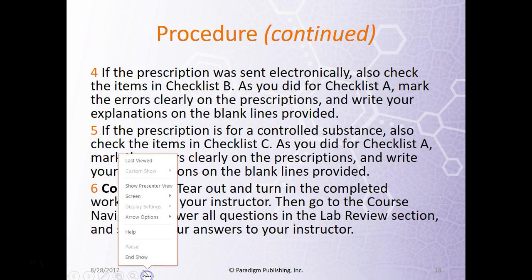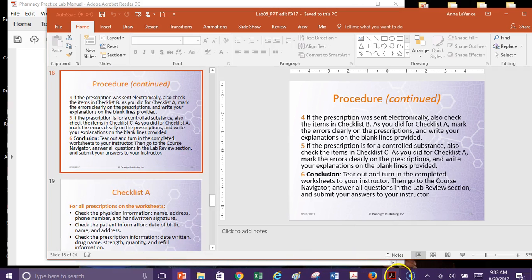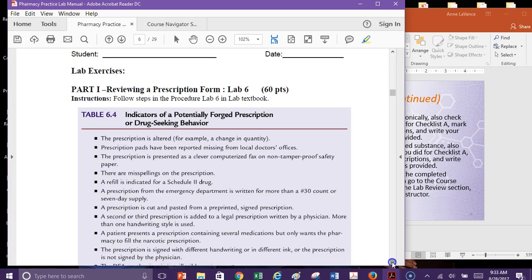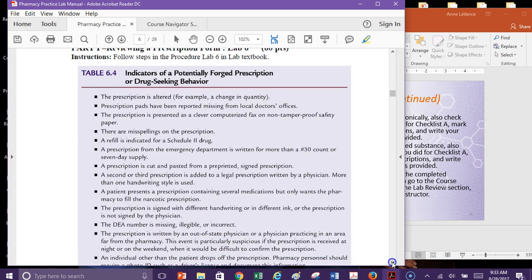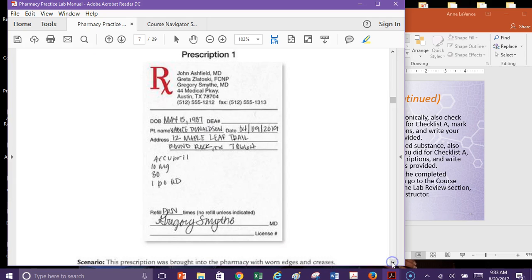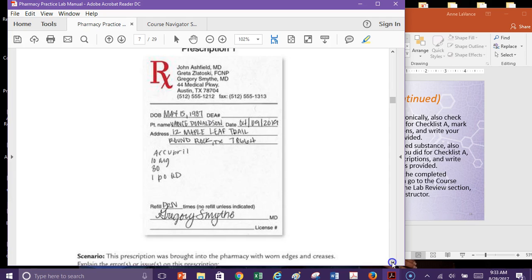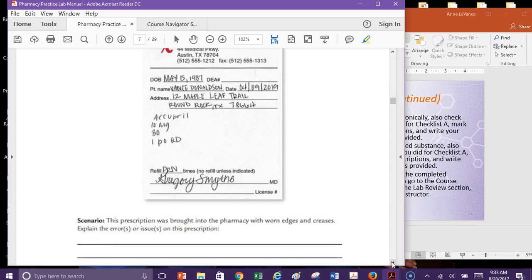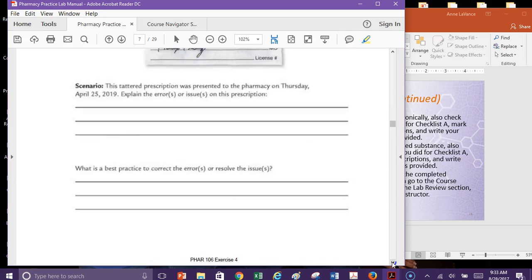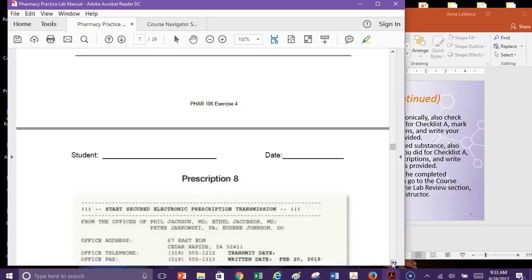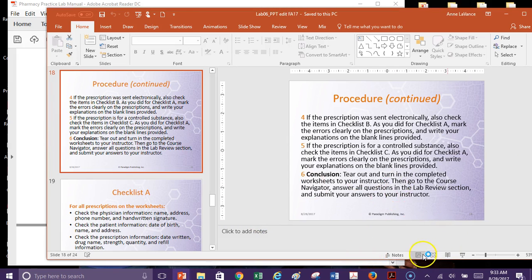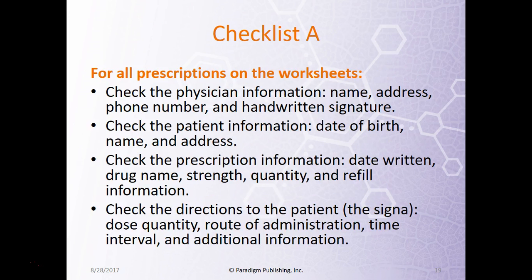So let's go and look at that. Here we have previewing the prescription form, Lab 6. Some information looking for drug forged prescriptions. And this is the same information that is in your lab book. But your book may be a little bit clearer, or you can have your book open and go through all the steps as you're working through here. So you will have 4, 5, 6, 7, 8 prescriptions to evaluate. You will complete them in your lab manual binder.